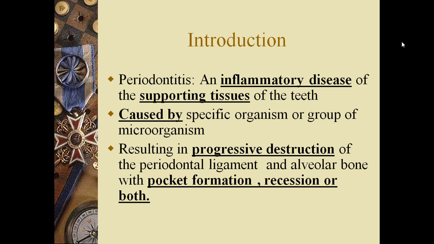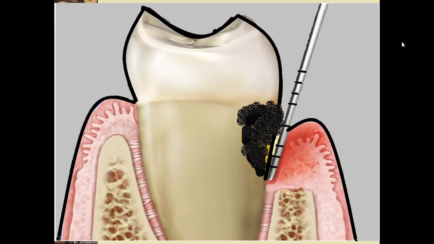Periodontitis is an inflammatory disease of the supporting tissue of the teeth caused by specific microorganisms or a group of specific microorganisms, resulting in progressive destruction of the periodontal ligament and alveolar bone with pocket formation, recession or both. So what will be there in periodontitis? In periodontitis there will be pocket formation or recession or a combination of both. So what is pocket formation?